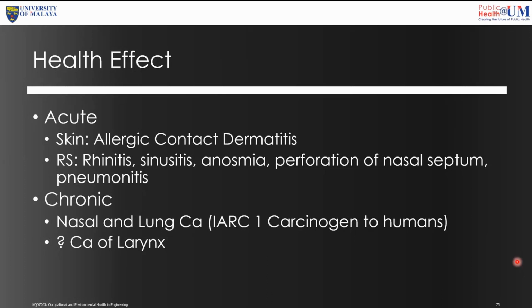So remember, what's anosmia? Anosmia you can get in a lot of respiratory illnesses, like when you're exposed to COVID-19 or SARS-CoV-2, you can get anosmia. Anosmia is loss of smell. Chronically, you can get nasal and lung carcinoma. Nickel is actually considered IARC Group 1, which is carcinogenic to humans, and it can also cause larynx cancer. The larynx is your voice box, where you get laryngeal carcinoma.